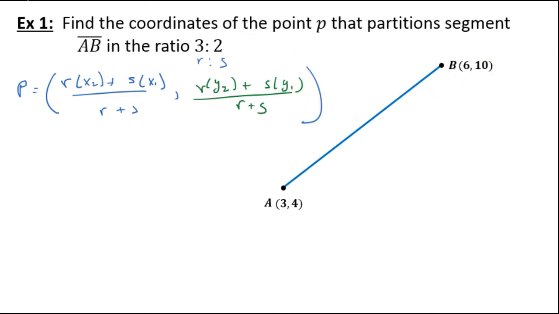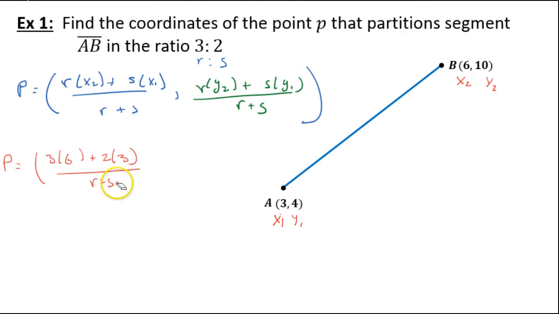Let's go ahead and just plug in these values. So at this point, we can just say, all right, well, since we're going from A to B, A is going to be my first point. If A is my first point, this has to have the sub-index of 1, x1 and y1. This is my second point, or my number 2, so I'm going to have x sub 2, y sub 2. I plug directly into my formula. My r is 3. My x sub 2 is 6. My s is 2. My x sub 1 is 3. Divided by r plus s.